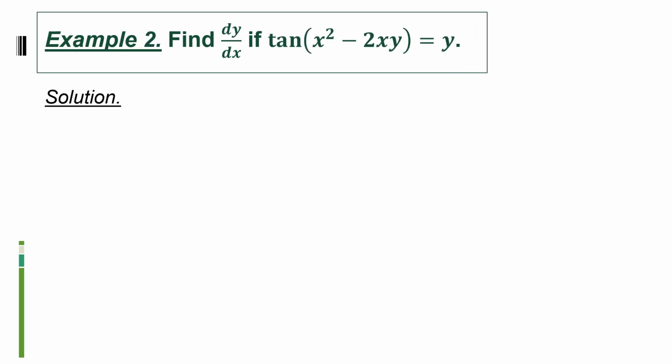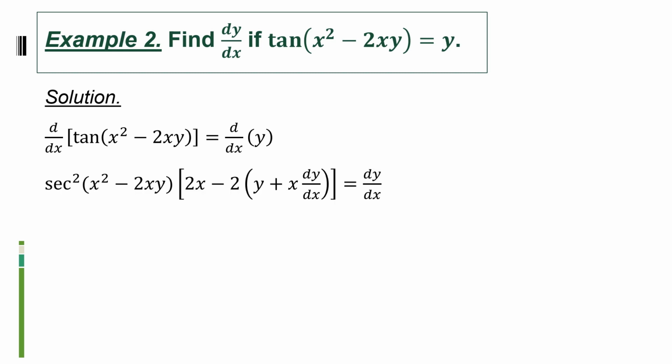Example number 2. Find dy over dx if tan of x squared minus 2xy equals y. So we differentiate tan of x squared minus 2xy and y. So, what is the derivative of tan x? We have secant squared of x squared minus 2xy. Okay? And then, by using chain rule, we also need to differentiate what is inside.